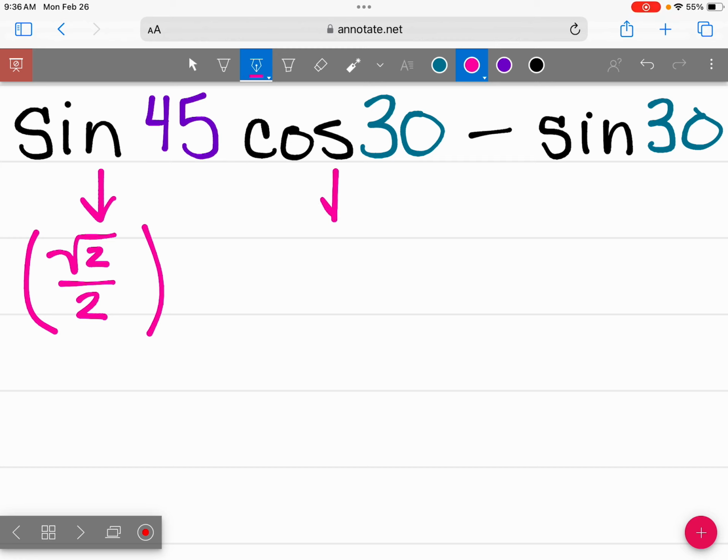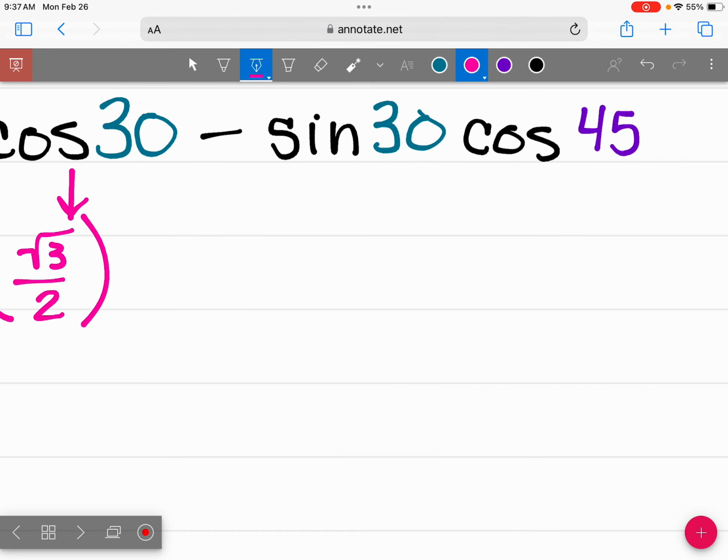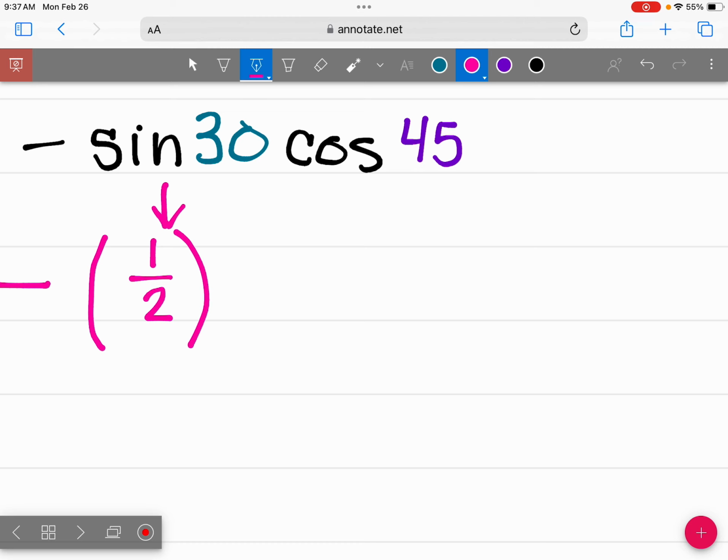All right, so let's find our cosine of 30. What is the cosine of 30? Square root of 3 over 2. What is the sine of 30? One half. And what is the cosine of 45? Square root of 2 over 2.